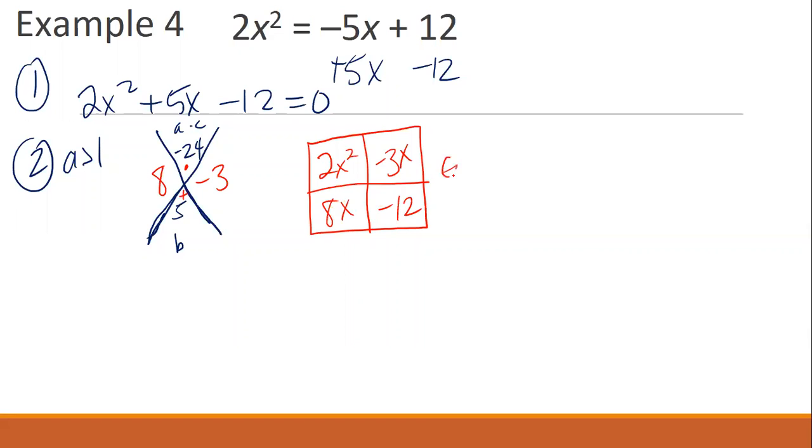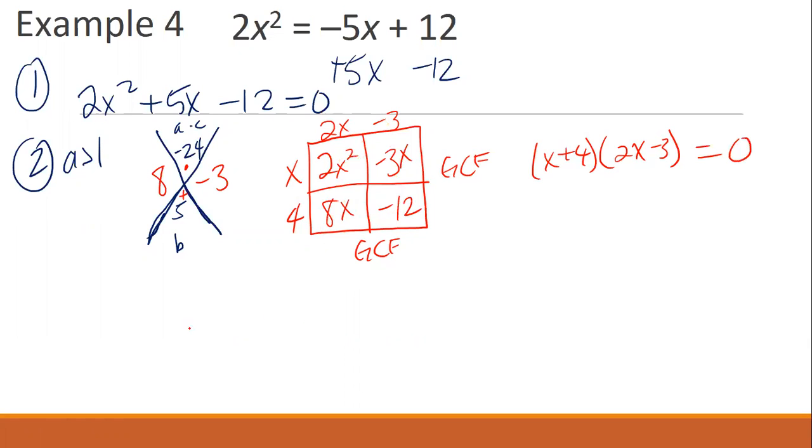Then what do we do? Greatest common factor. So GCF of the rows, what are they? Of the first row, x. Second row, 4. Perfect. GCF of the columns, 2x and -3. Perfect. So your factors are x plus 4 and 2x minus 3.